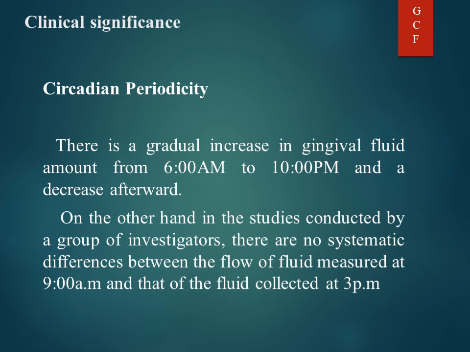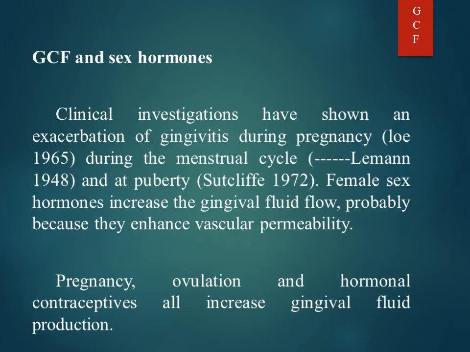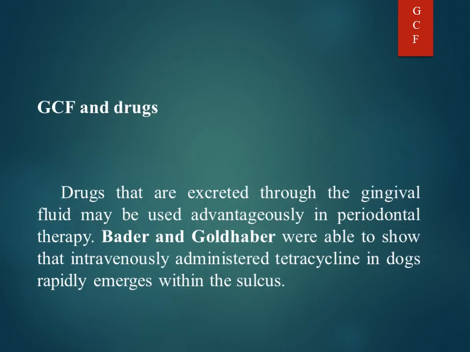See, saliva we know is produced continuously. So it's not like that. This is GCF, the volume is much lesser than that of saliva. And there is a decrease afterwards. But still we cannot conclusively say that you come in the morning at 6 and you have maximum, and you come in the night at 10 and you have the least. It's not something you can confirm and tell. And then the sex hormones, pregnancy, ovulation, contraceptives, all affect GCF production.